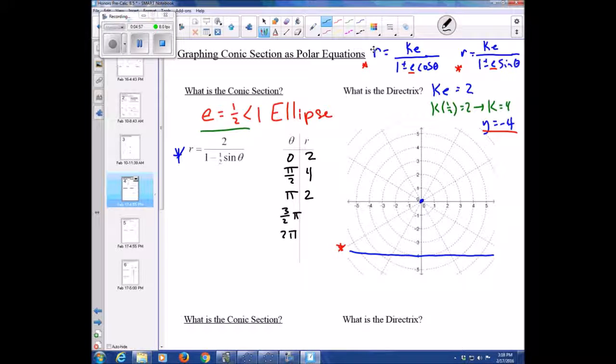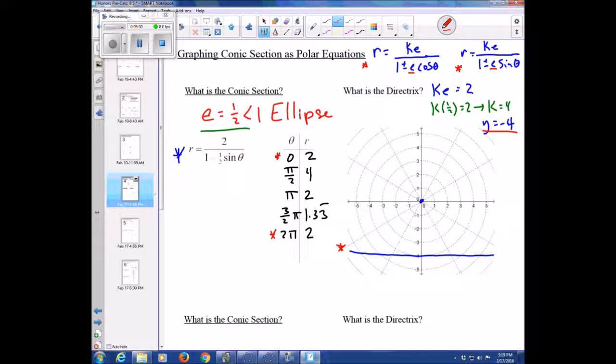For 3/2 pi, we are going to have a sine value of -1, and that's going to give us 2 divided by 3/2, which is 4/3, or 1.3 repeating. And then for a rotation of 2 pi, a full rotation, we get sine as 0 again, so that's going to give us a value of 2. Obviously, these two pairs of polar coordinates are going to repeat a point, but that's all right.